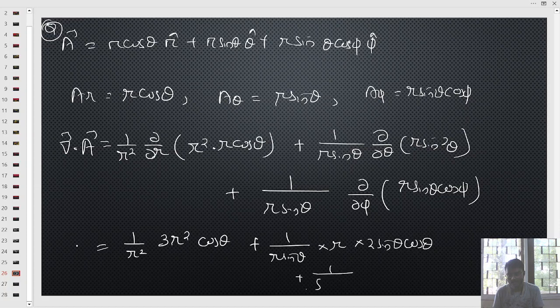Then 1 upon r sin theta del upon del phi of r sin theta cos phi, taking r sin theta outside the bracket and differentiating with respect to phi, cos phi becomes minus sin phi. You know the derivative of cos is minus sin, and the derivative of sin is cos, positive.